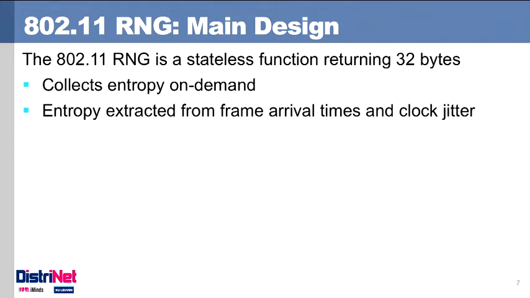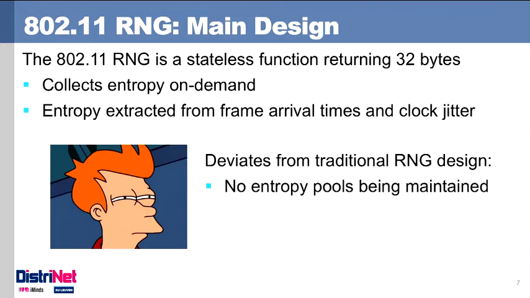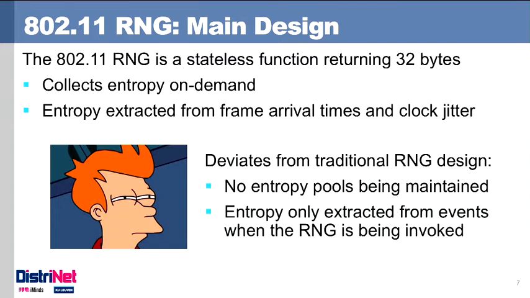If you see this, you should be quite concerned, because this deviates from the normal construction of a random number generator, where your random number generator is maintaining a pool of entropy, which is constantly updated and reseeded. And normally, you also constantly collect entropy from events, and not just when you call your random number generator. So let's go into detail about the entropy sources that are used: these frame arrival times and the clock jitter.